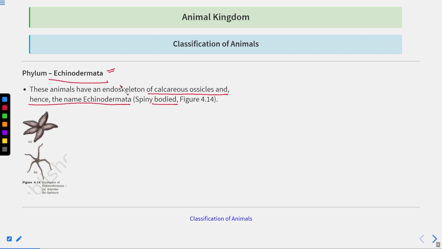Okay, now these are having the endoskeleton. First time this word endoskeleton is coming, and that is made up of calcareous ossicles, and hence the name Echinodermata. That is the spiny body. Their body is covered with very fine spicule-like things, right? So here are the two examples, Asterias and Ophiura. Okay, starfish.